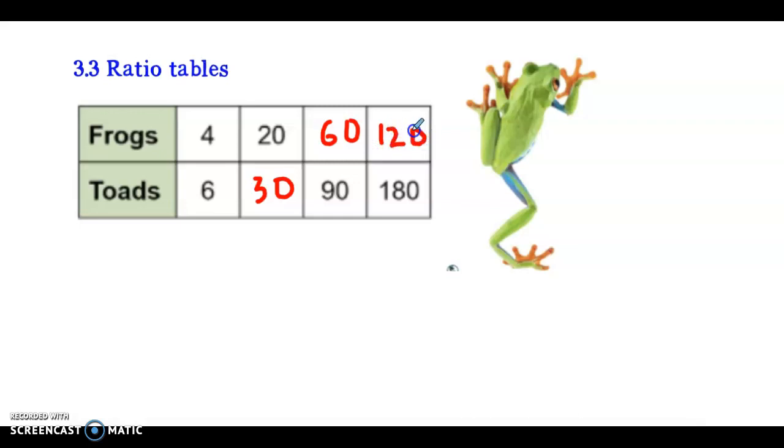We could have also looked at 6 and figured out how did we get to 180. Well, here we multiplied by 30. So in this case, we could do the same thing up here. 4 times 30 is 120. That's all for now.